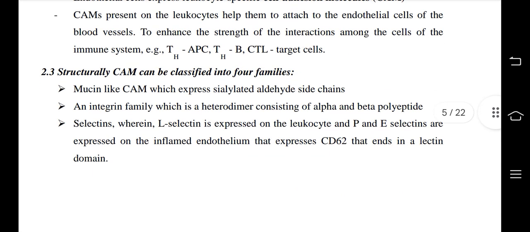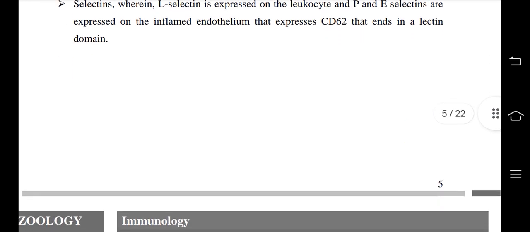Naturally, CAMs can be classified into four families. Mucin-like CAMs, which express sialylated carbohydrate side chains; the integrin family, which are heterodimers consisting of alpha and beta polypeptides; and then selectins, wherein L-selectin is expressed on the leukocyte, and P- and E-selectin are expressed on the inflamed endothelium, which express CD62 that ends in a lectin domain.